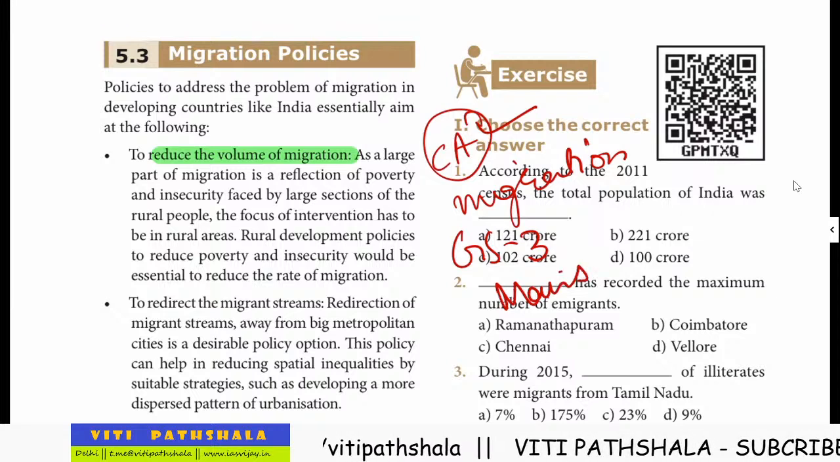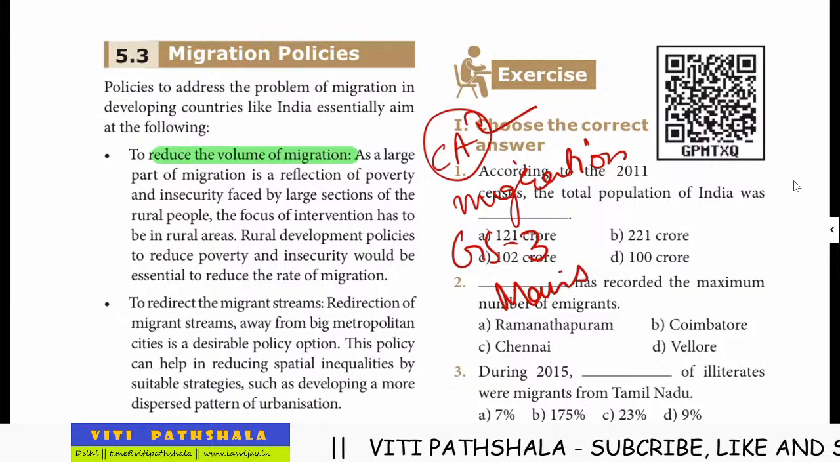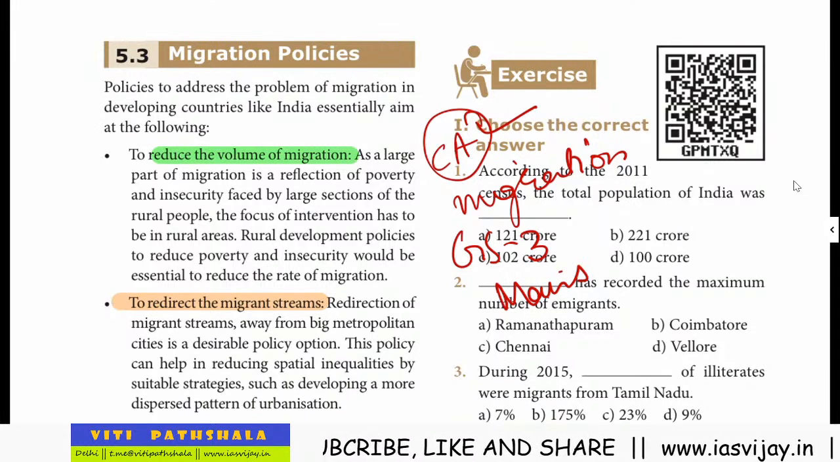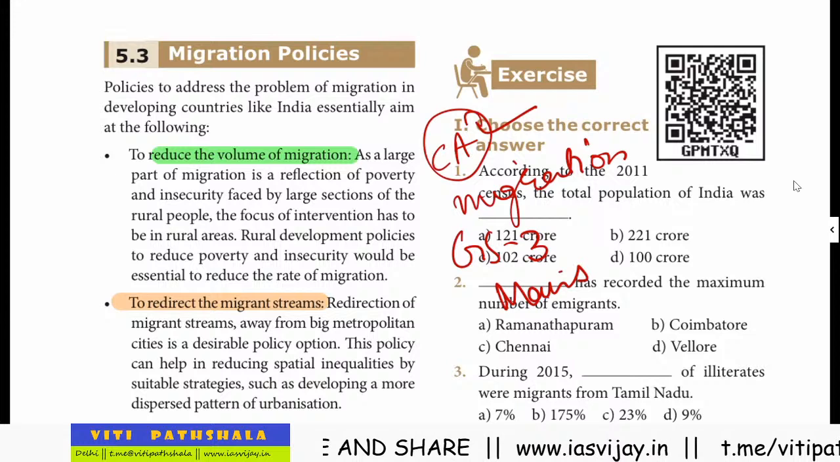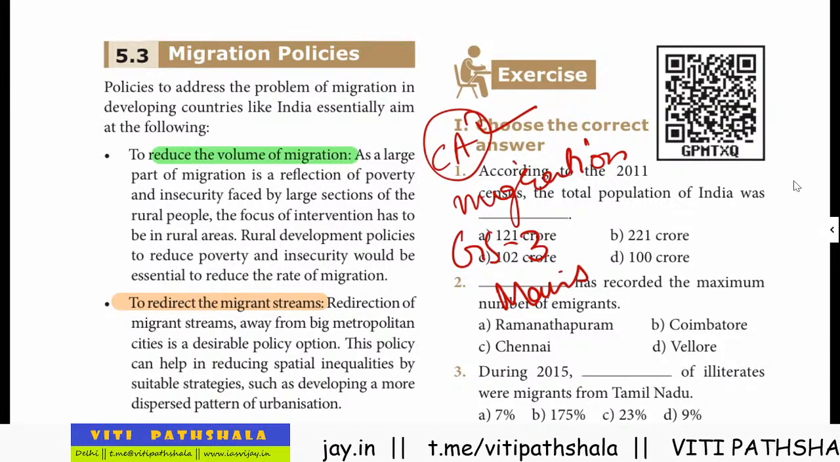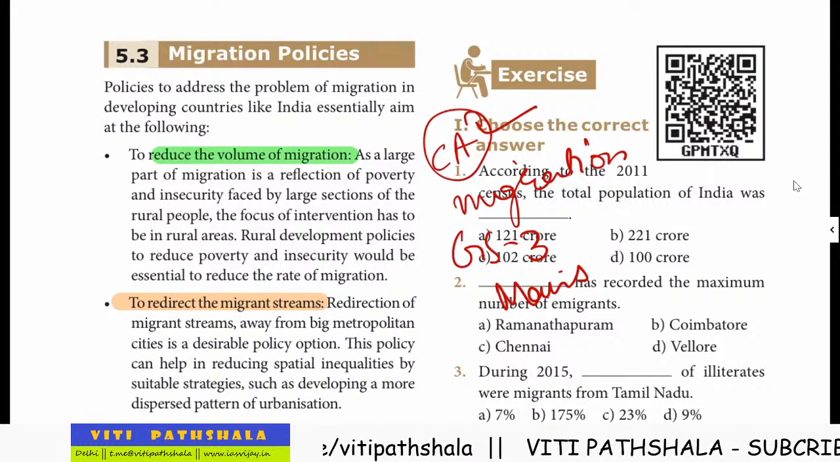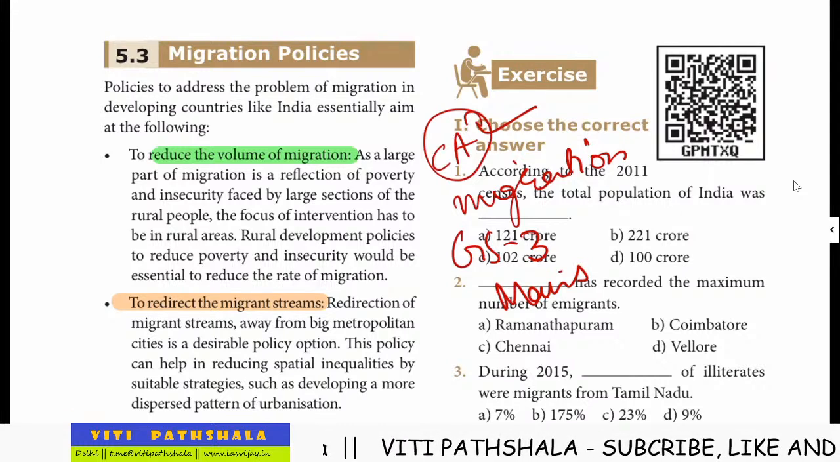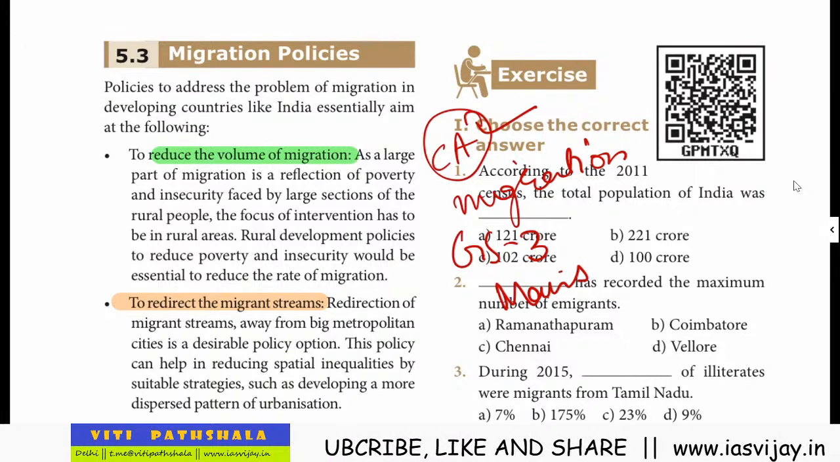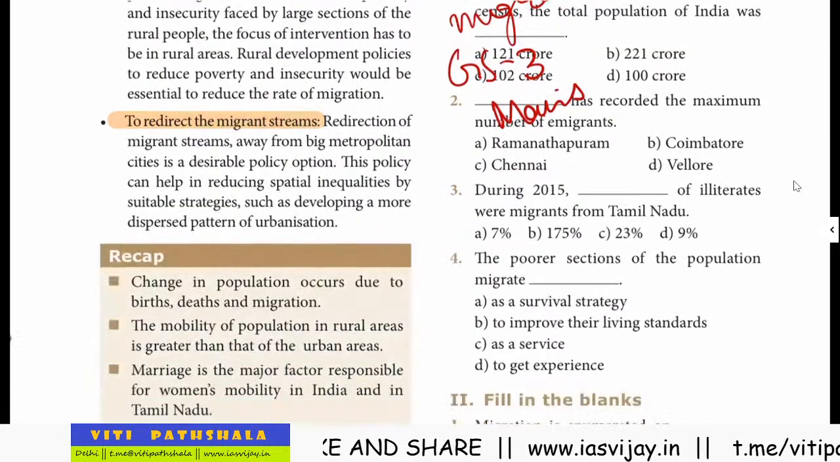Next comes to redirect the migration stream. Redirection of the migrant streams away from the big metropolitan cities is a desirable policy option. This policy can help in reducing the spatial inequalities by suitable strategies such as developing a more dispersed pattern of urbanization.